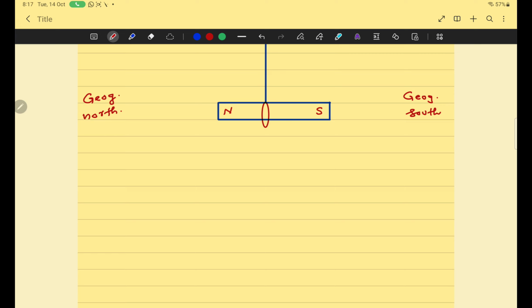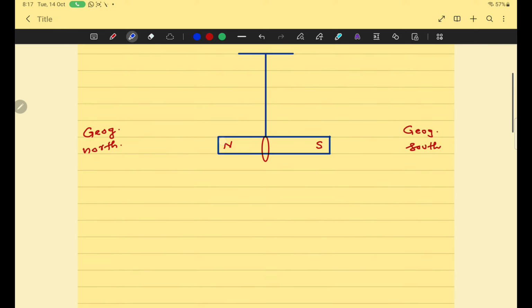So there are two magnetic poles at the ends of a magnetic bar. So there are two poles. Okay.